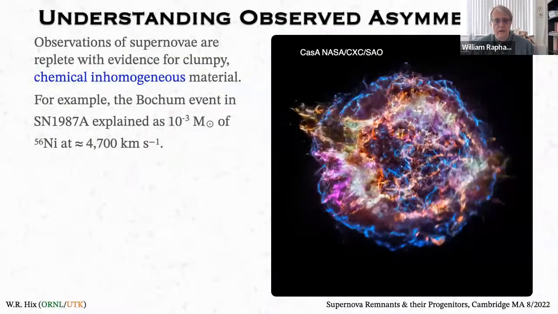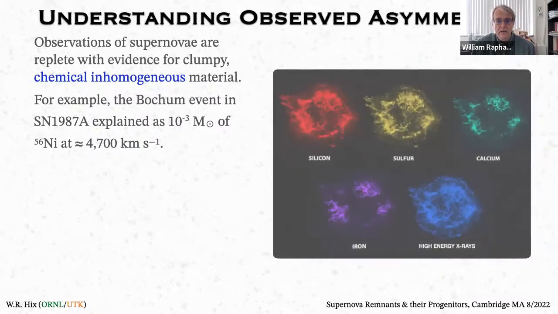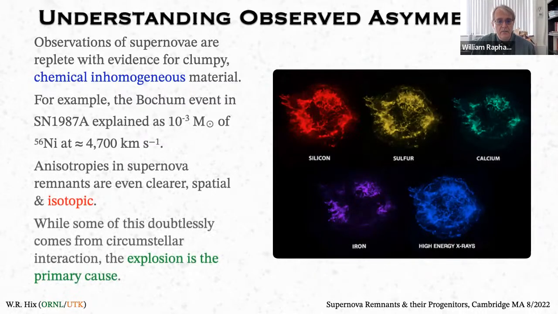So real quick, we've heard a lot about inhomogeneities in supernova remnants. We also know about inhomogeneities in supernovae. The Bochum event is a classic example from 87A. There must be 10 to the -3 solar masses of nickel way out in the hydrogen envelope. How did that happen? How did it get there? That's the kind of process that motivated a whole lot of simulation work early into the 90s.